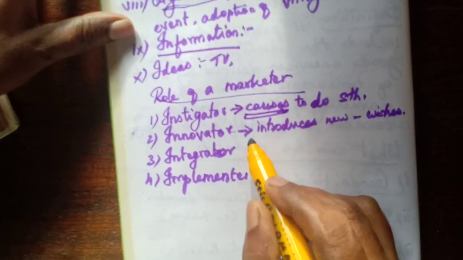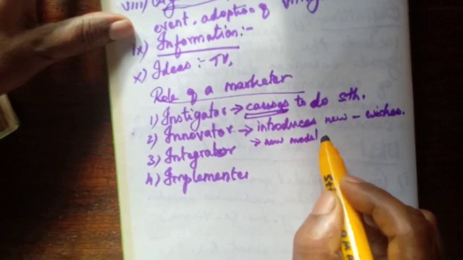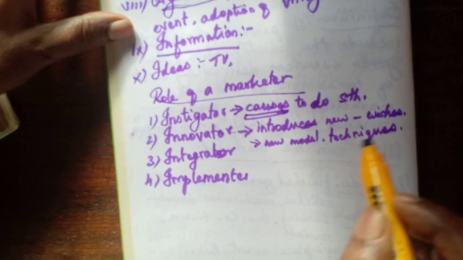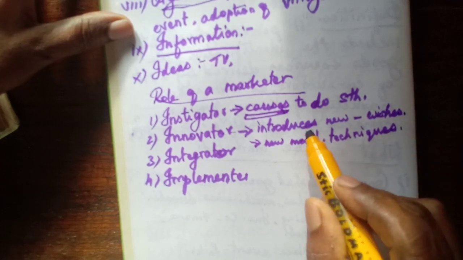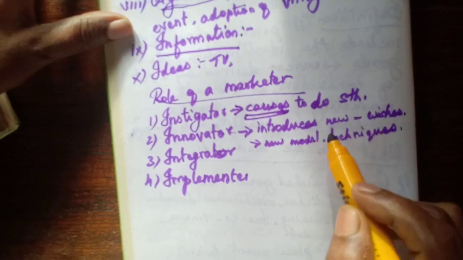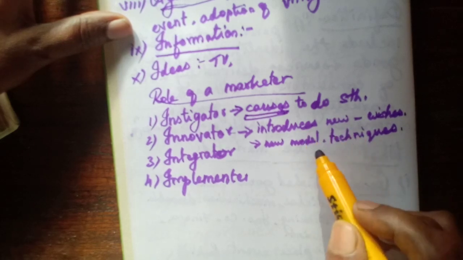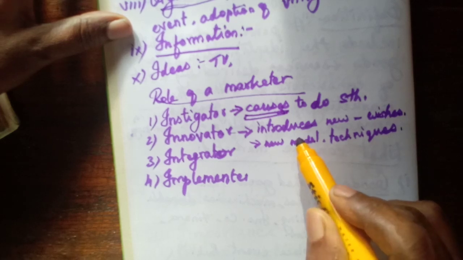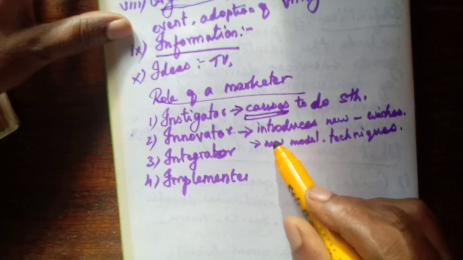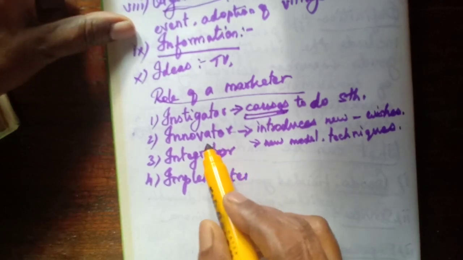Or he can often introduce a new model or new techniques, because he is the one who is contacting the customers, and he is acting as a middleman between the customers and the industrialist or the producers. So he can easily convey the message to the producer, and if the consumers wish to have any new model, that can be conveyed to the producers. If the producers introduce something, he is the one who comes and contacts the people to sell it. So he is acting as an innovator.